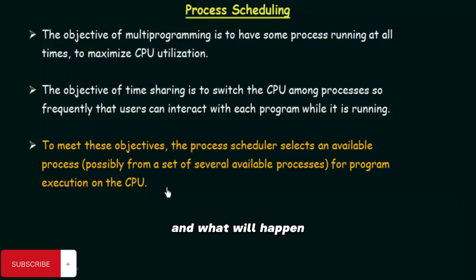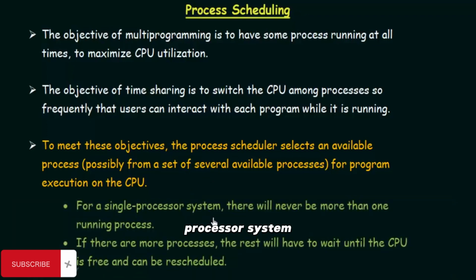And what will happen when a process is being executed? Will it be given the complete time to complete its execution? Or if another process comes with higher priority, will that process be given the chance to execute and the other one has to wait? All these things will be decided by the process scheduler. So that is where process scheduling is important and where it comes into play.